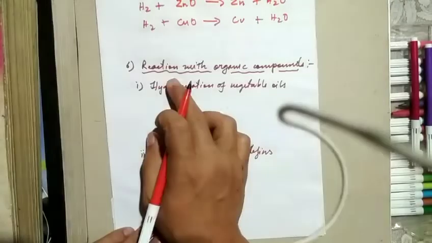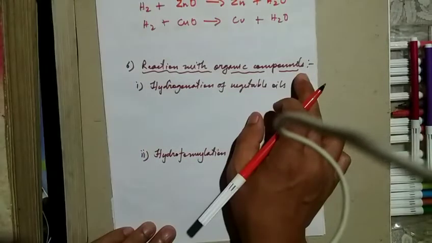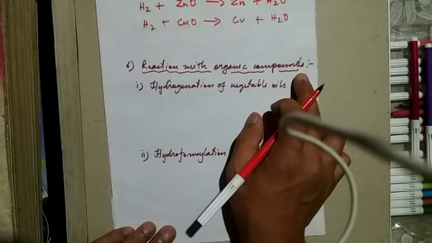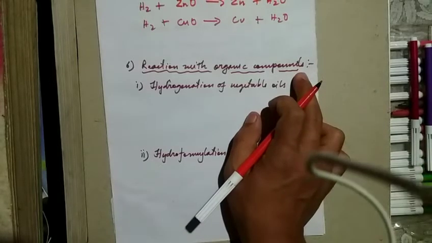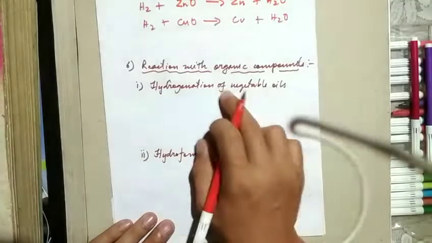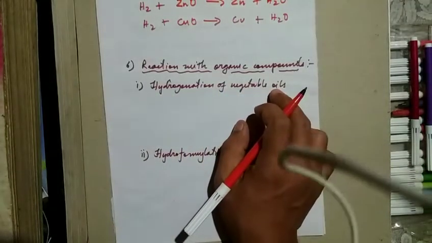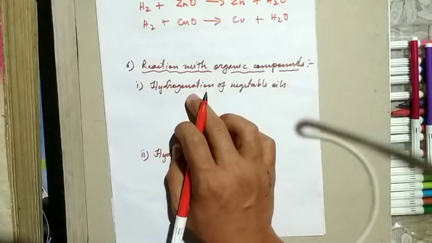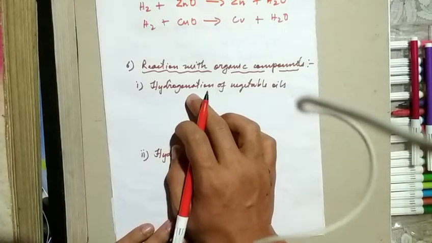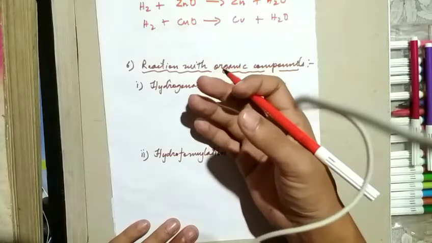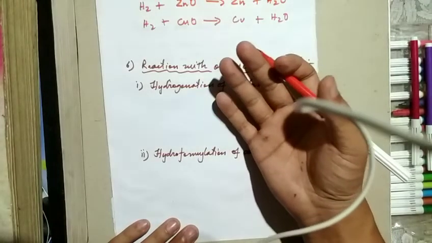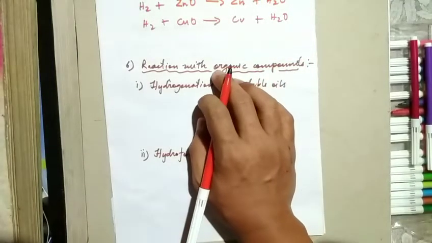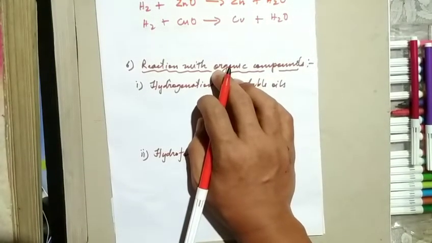Now the sixth one, reaction with organic compounds. First is hydrogenation of vegetable oils. In this hydrogenation, vegetable oil is converted to edible fats, margarine or vanaspati ghee. This takes place in the presence of nickel as a catalyst.